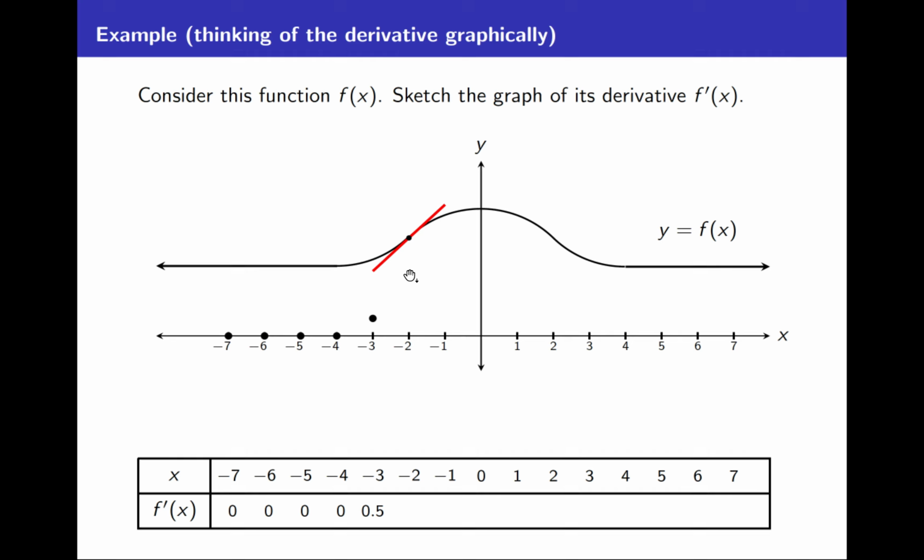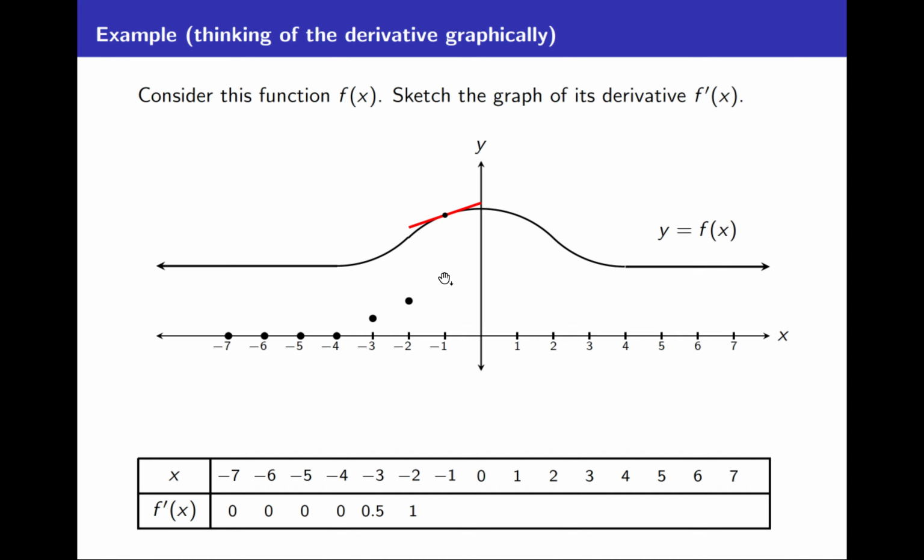Going to x equals minus 2, it looks like the slope of the tangent line there is like slope 1. So f prime of minus 2 is somewhere around 1. And we're going to plot the point negative 2, 1. That's a point on the graph of f prime.